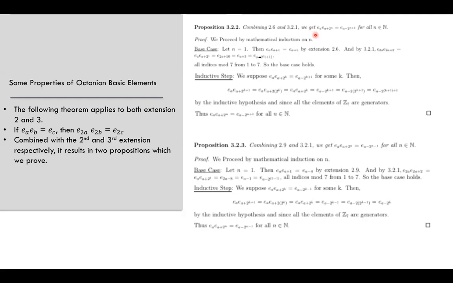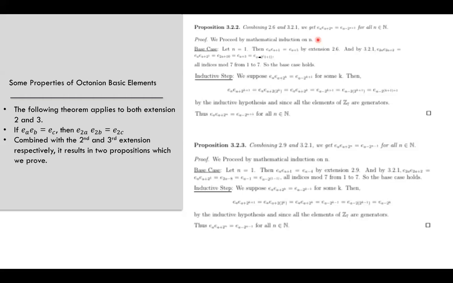So we're actually just going to look at one of them. We'll look at the first one because they're very, very similar. We get E sub A plus 2 to the N equals E sub A minus 2 to the N plus 1. So we prove this by mathematical induction, performing induction on N. These are simply like recurrence relations, and although octonions are not an ordered algebra, it's okay to do this because we're looking at this like a recurrence relation.